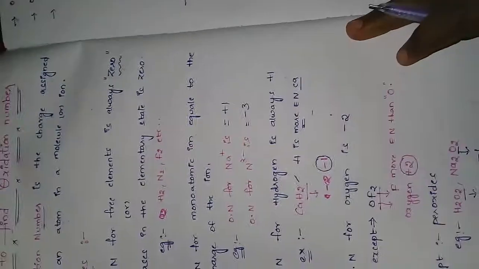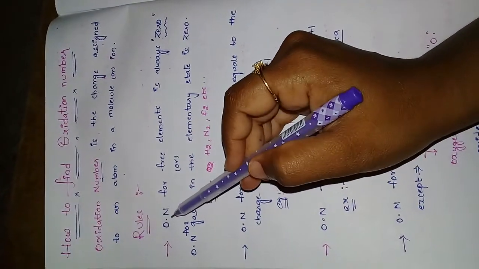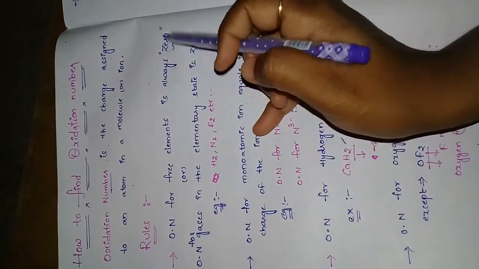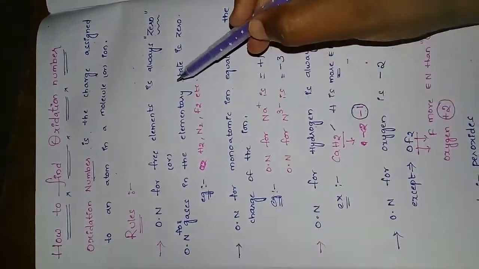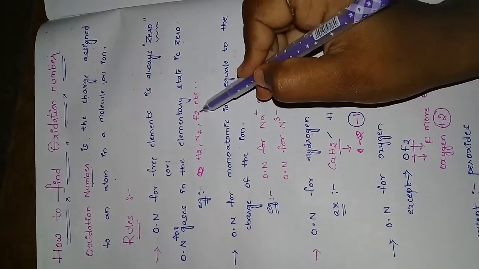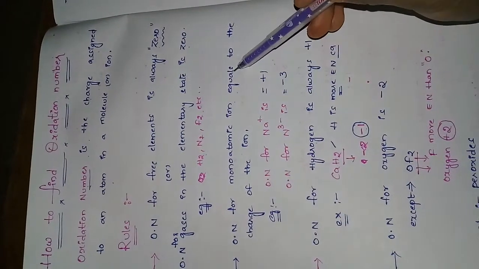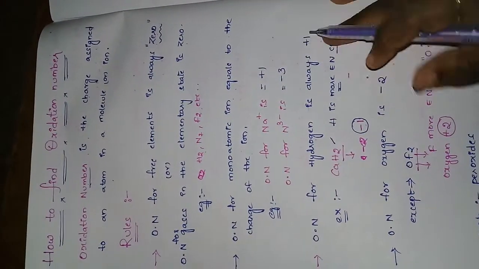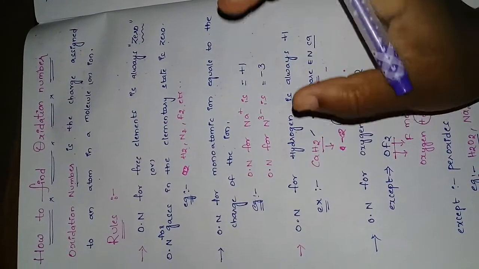Oxidation number for fluorine is always -1. Again, we discuss rules. Oxidation number for free elements is always 0, or oxidation number for gases in the elementary state is 0. Example, H2, N2, F2, etc. And then oxidation number for monoatomic ions is equal to the charge of the ion.